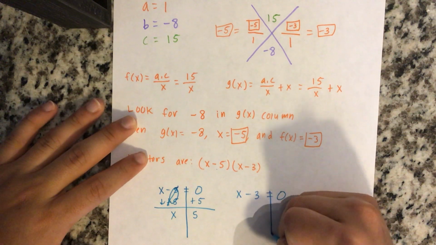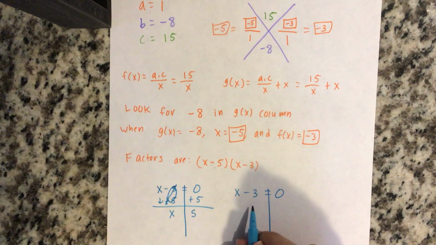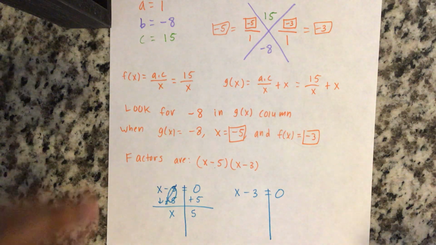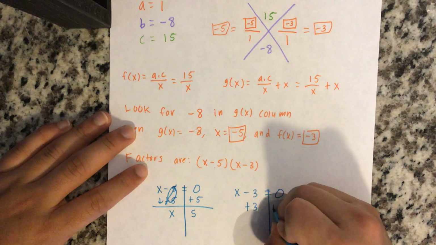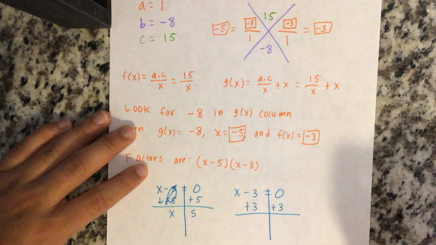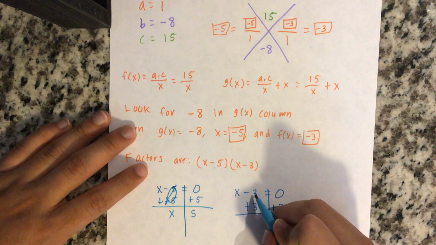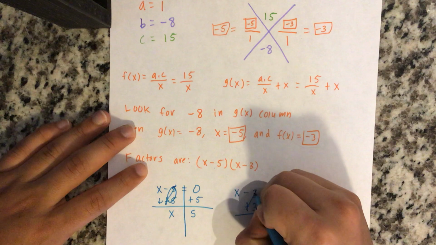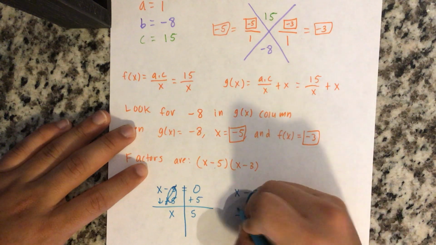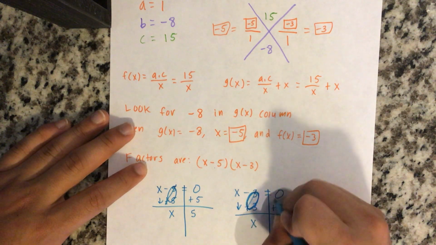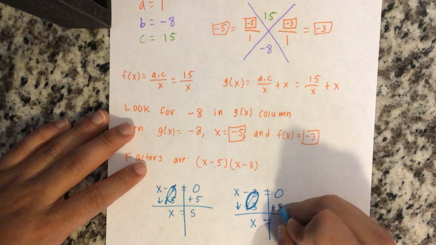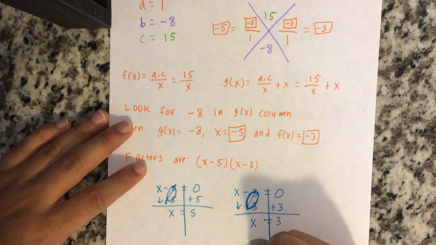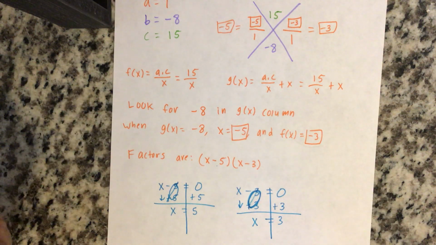So I draw my line. I want to know, how can I get rid of this -3? So what's the opposite of -3? +3. What I do to one side, I have to do to the other. So +3. Draw our line. -3 plus 3, 0 pair. I bring down my x, and I'm left with x equals, I forgot the equal over here, x equals 0 plus 3, 3. So I have x equals 3.